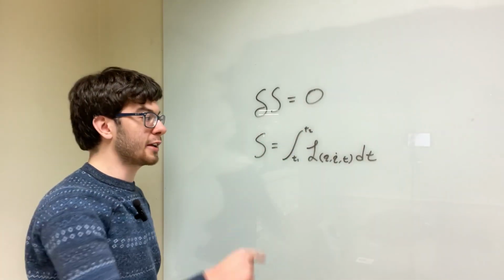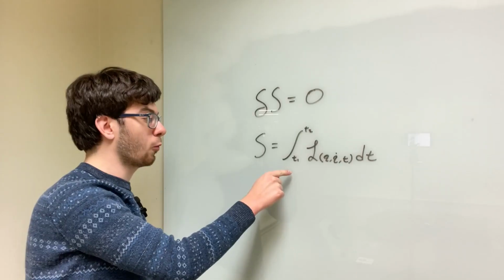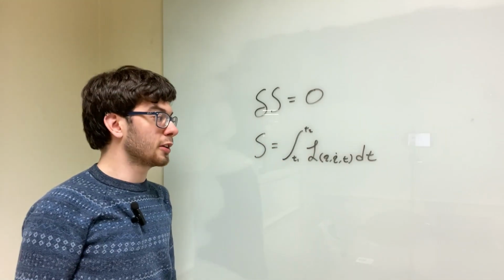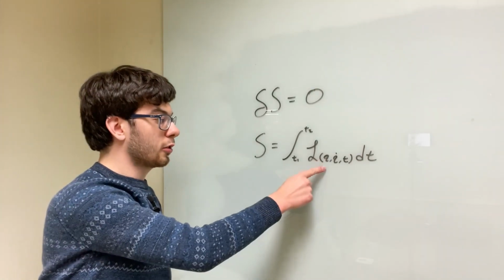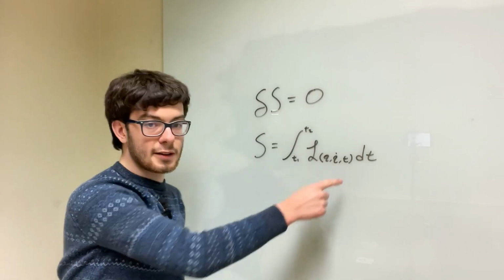And the action is a functional, which is defined as being the time integral from time 1 to time 2 of the Lagrangian of the system. With the Lagrangian, of course, being a function of a generalized coordinate q, a generalized velocity q dot, and time.